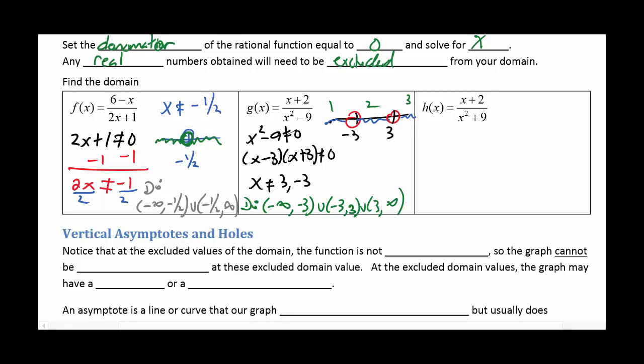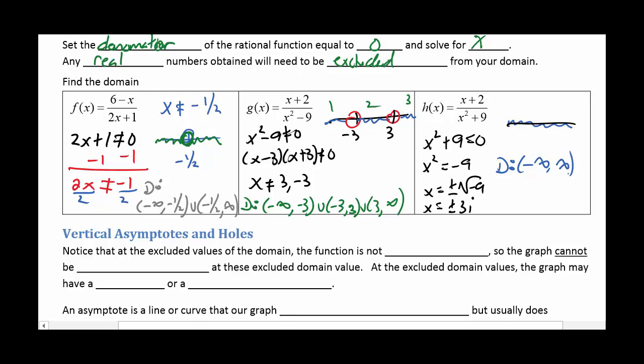Okay. And in the last case, x squared plus 9 equals 0. Okay, this one is not factorable. And when I solve for x, I actually get imaginary numbers here, so plus or minus 3i. Which then tells me that I can have any x value I want. So when I look at a number line, the whole thing is shaded, so there are no restrictions at all in this thing. So the domain can be any number for something like that.